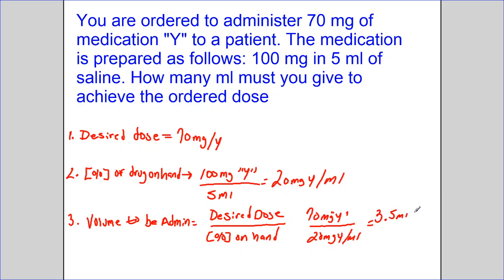3.5 mLs of Y. So let's say, I forgot to mention this, let's say it's 3.7. Or, you know, you could even do this. I mean, certain medications you can round. 3.8, 3.9, that sort of, you can round if you need to.